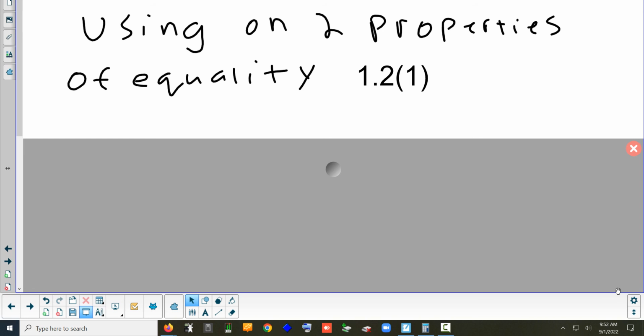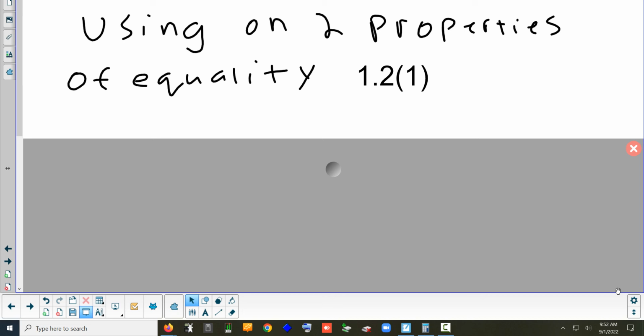So we're going to finish up by solving equations now that have more than one step. Specifically, we're going to look at problems that have 2 steps. So you might have to subtract first and then divide, or maybe you have to add and then multiply.